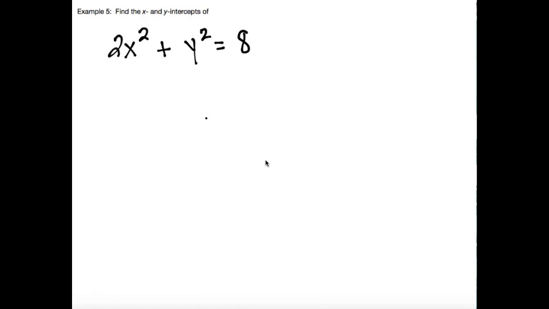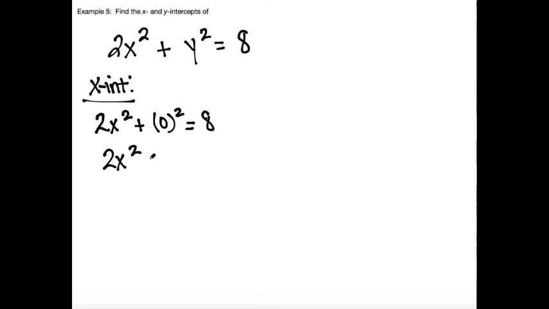Example 5. Find the x and y intercepts of 2x squared plus y squared equals 8. Remember, you know how to find x and y intercepts, so don't get confused by all these squares. First, pick one. Let's start with x-intercepts. For x-intercepts, remember that we're going to plug 0 in for y. So that's going to give me 2x squared plus 0 squared is equal to 8. That leaves me with 2x squared equals 8 because the 0 squared is just 0.